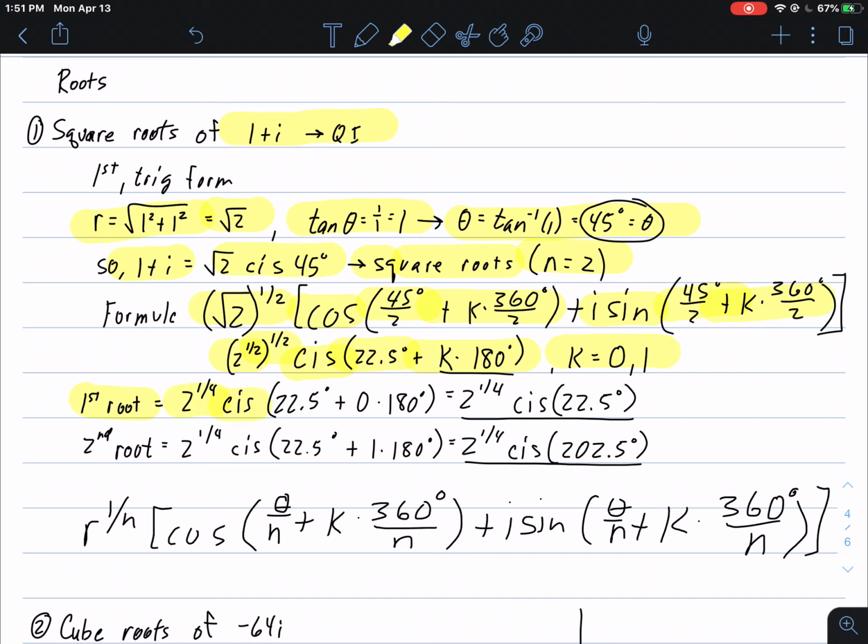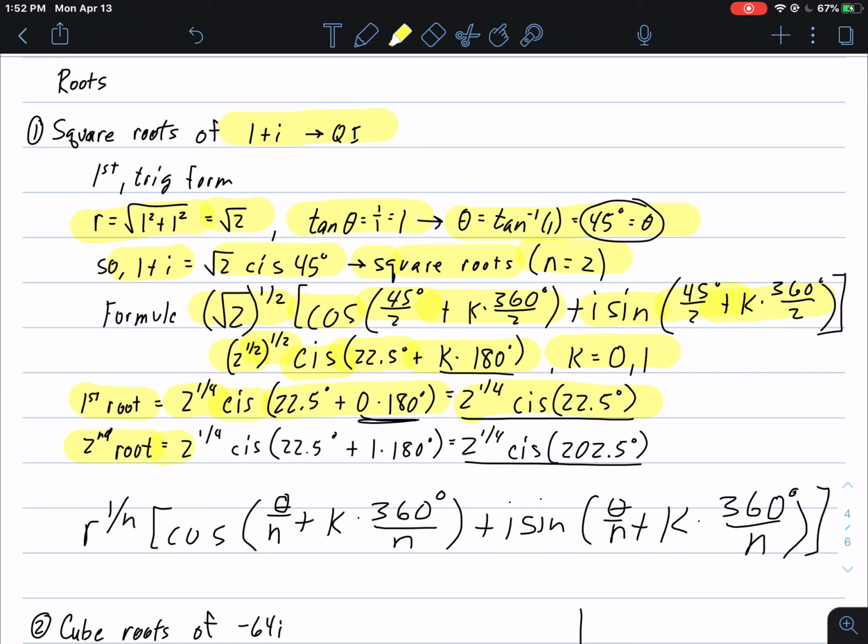Here's our cosine plus i sine, 22.5 plus 0 times 180 degrees, right? So plugging in 0 for k. Now notice, and that's going to be the same for every one of these that you do, because the first root, k is 0, it's just always going to knock out this back end of the formula, right? So I'm really just left with the first root being the cis of theta over n. So 2 to the 1/4 cosine plus i sine, 22.5 degrees. There's our first root.